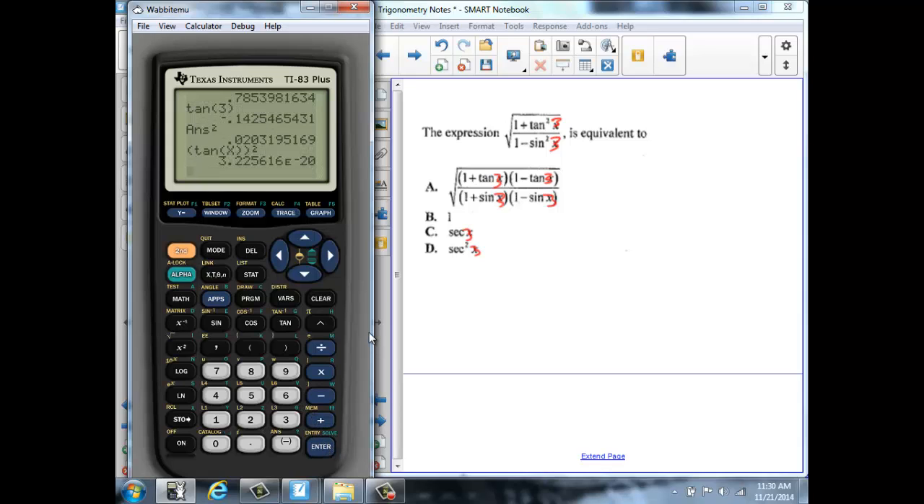Wait, those are different answers. Why are they different? Oh, because I didn't actually put in 3. Apparently it thinks that x is 6.28. I think you can program letters to be certain values in your calculator. So apparently my calculator has programmed x to be 2 pi for some reason. I'm really confused.